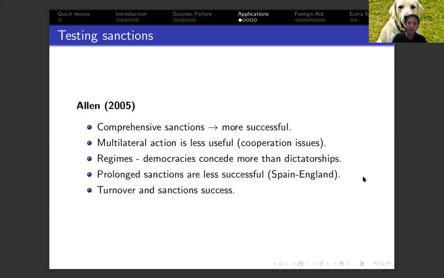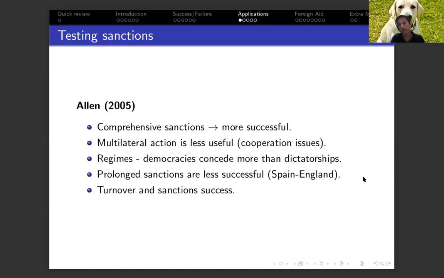It could be that there's a new prime minister in Great Britain, and this prime minister is less supportive of the global economic sanctions against Iran. That leads to difficulties to sustain this policy of multilateral sanctions by multiple actors. Regime, as we said, is critical. She also finds that democracies tend to concede more. She also shows that prolonged sanctions against democracies usually fail.